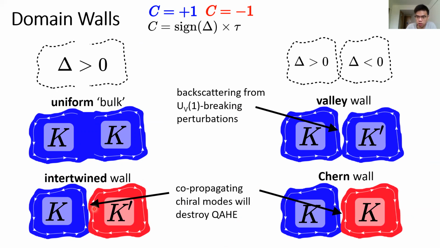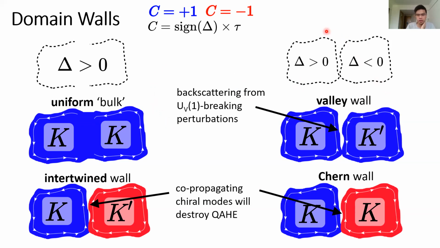And because they're chiral and co-propagating, there's no perturbation that can couple these two and gap them out. So if you have a sample where these kinds of walls percolate, they will short circuit the sample and destroy the quantized anomalous Hall effect. On the other hand, if you have valley walls, because the Chern number is constant, you actually get counter-propagating edge modes. And so if you consider perturbations that can mix the valleys, then you can get them to backscatter and gap. So valley walls are not necessarily so deleterious to the quantized anomalous Hall effect.